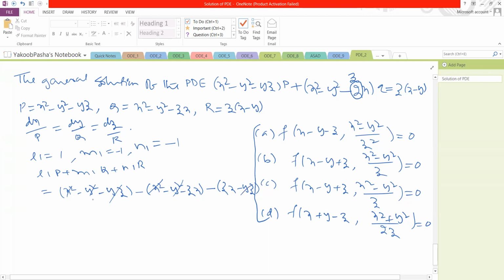Okay, so now what is our solution? L1 dx plus M1 dy plus N1 dz is equal to 0. This is dx minus dy minus dz is equal to 0. So x minus y minus z is equal to arbitrary constant C1.